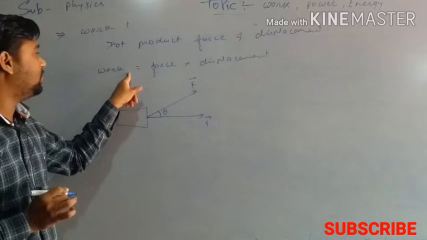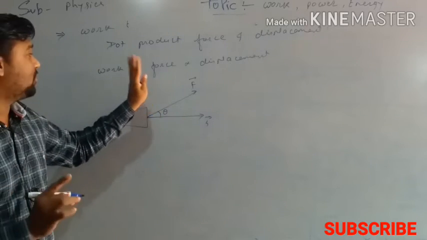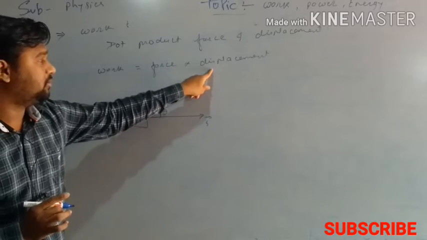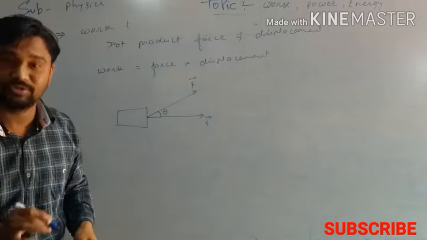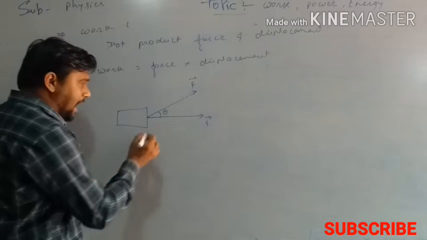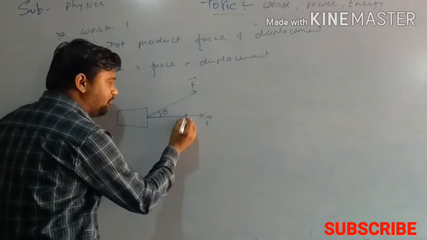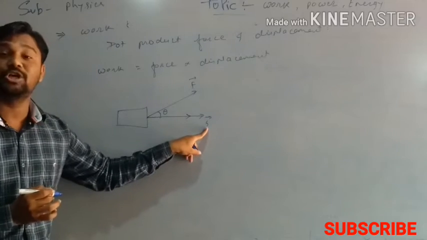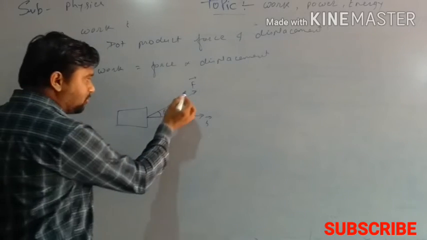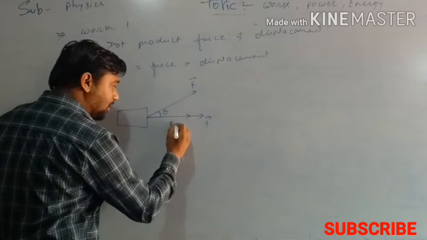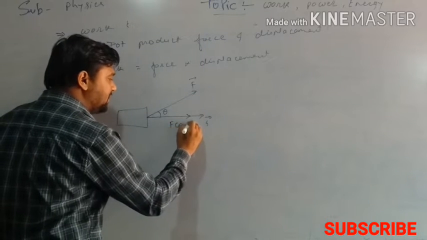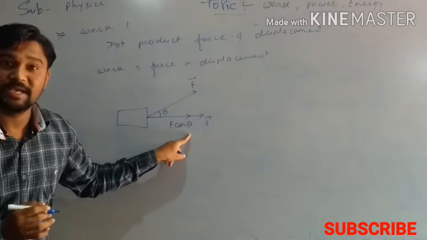Then how can we calculate the work done? Because the definition of work done is force, but what displacement do we require? The displacement which is in the direction of force is required. So here I find the component of force which is in the direction of the displacement. The force makes an angle theta with the displacement, then the component of force along the displacement becomes F cos theta. What is this? F cos theta.